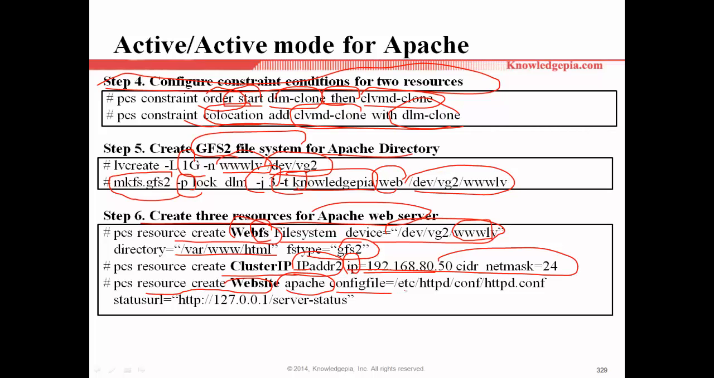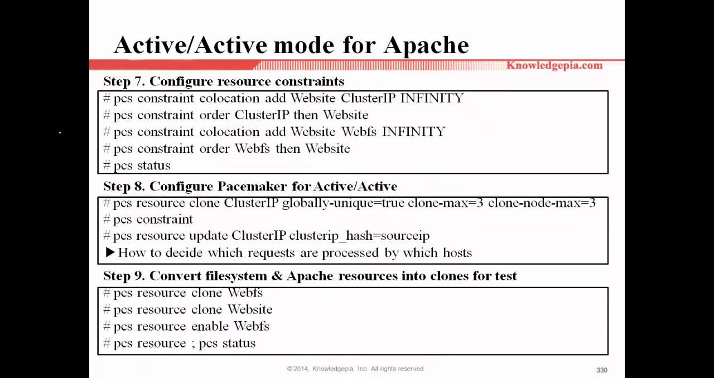The configuration file is similar to the active and passive setup. So, the configuration file name and the status URL, 127.0.0.1, which is the same as localhost, and server-status. So now I have created these 3 cluster resources for Apache. Step 7, configure the resource constraints.